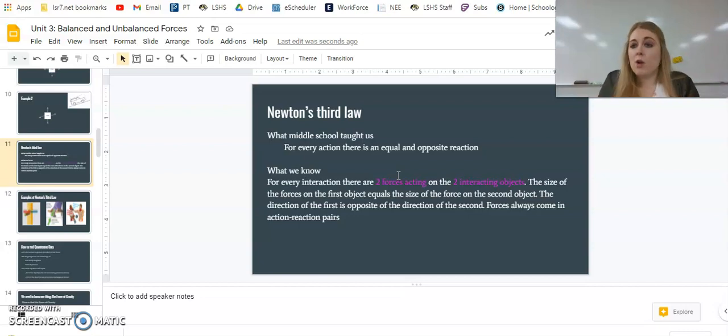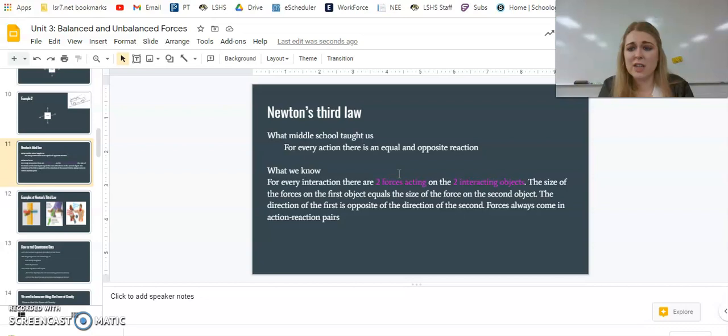So this is what we know now: for every interaction, there are two forces acting on the two interacting objects. The size of the force on the first object equals the size of the force on the second object. The direction of the first is opposite of the direction of the second. Forces always come in an action-reaction pair. So that was a lot there.